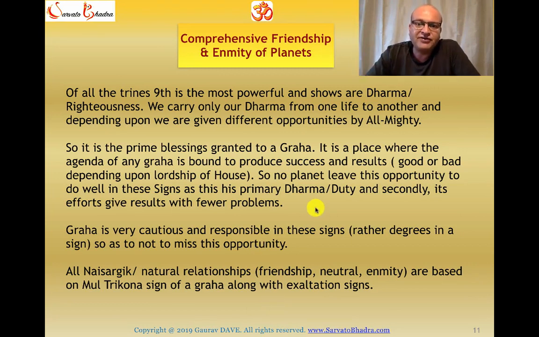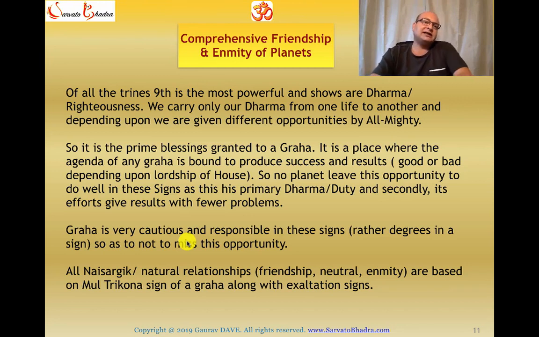So the same is the situation of a planet in the Mula Trikona sign. No planet leaves this opportunity to do well in these signs, as this is its primary dharma, duty. Secondly, its efforts give results with fewer problems. The graha is very cautious and responsible in these signs, rather degrees in the sign, so as not to miss this opportunity. All Naisargik, natural relationships, friendship, neutral, enmity, are based on the Mool Trikona sign of a graha along with the exaltation of the signs.